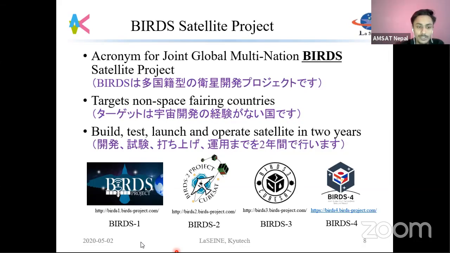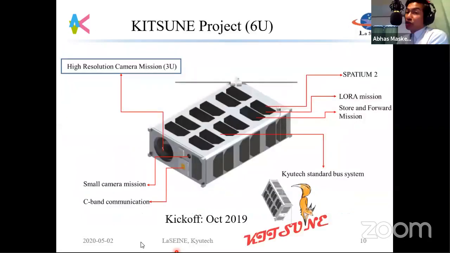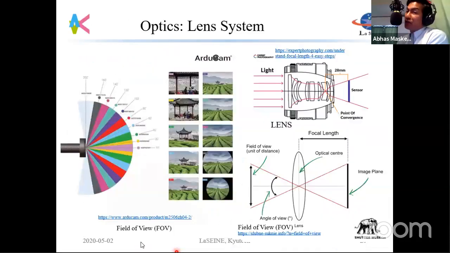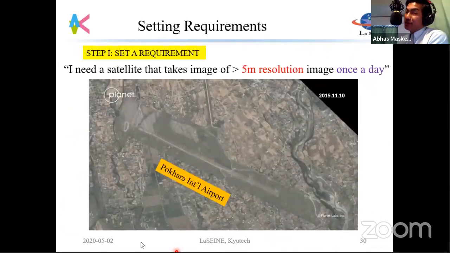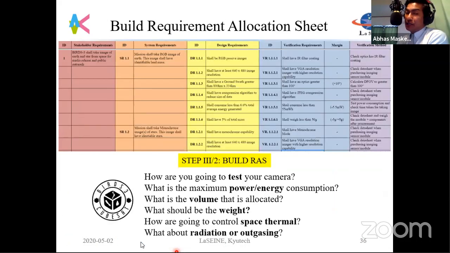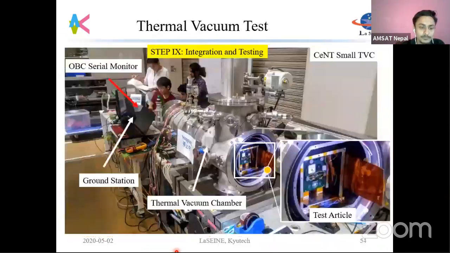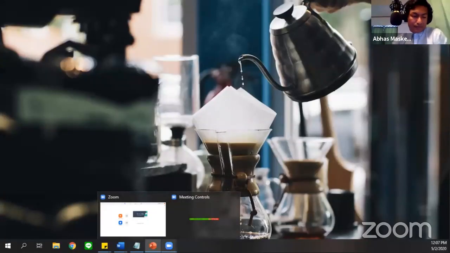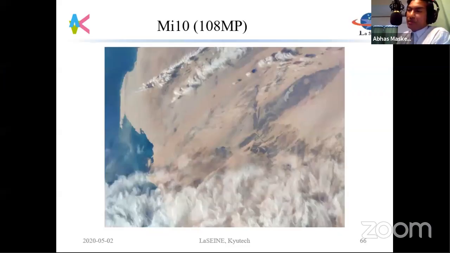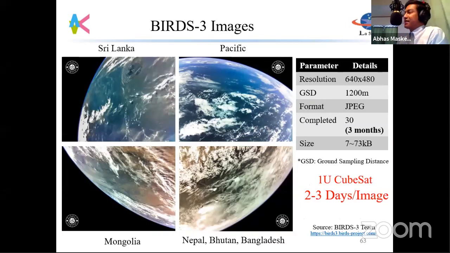Okay, so I have one more question. How many packets was the image from Nepal Sat 1 or the burst network divided into? So it depends. If it was raw, you know exactly the size of the image. But in the case of JPEG, you can see that the size is anywhere between 7 to 73 kilobytes.